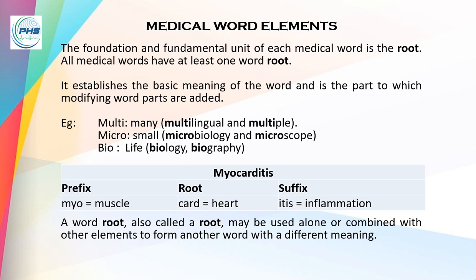Let us look at a medical word example, myocarditis. Here the prefix is myo, which is muscle. The root word is card or cardi, which is heart, and the suffix is itis, which is inflammation.